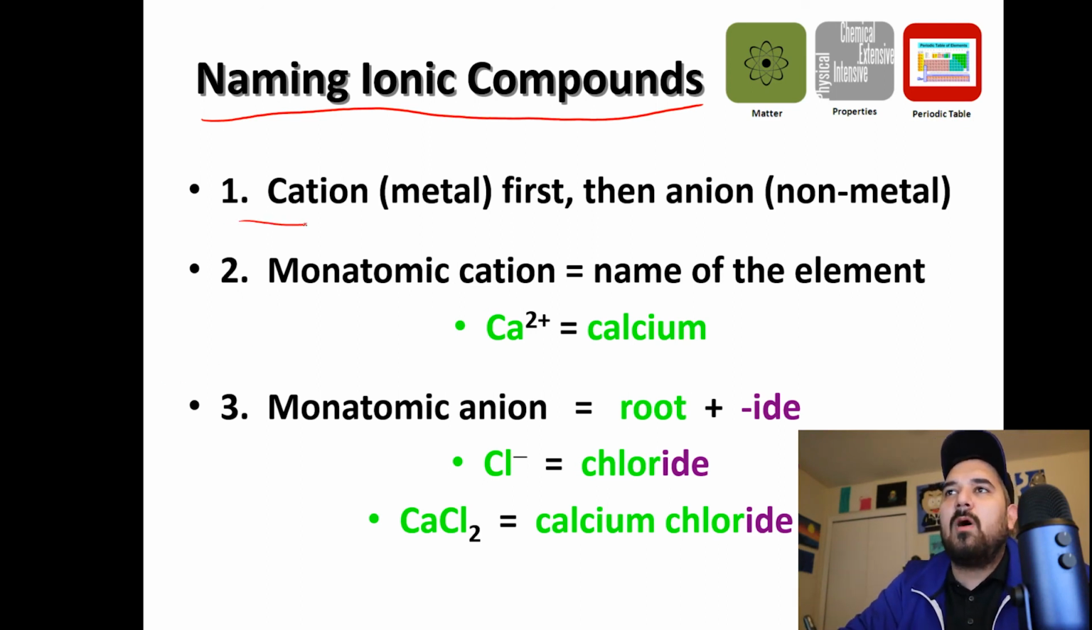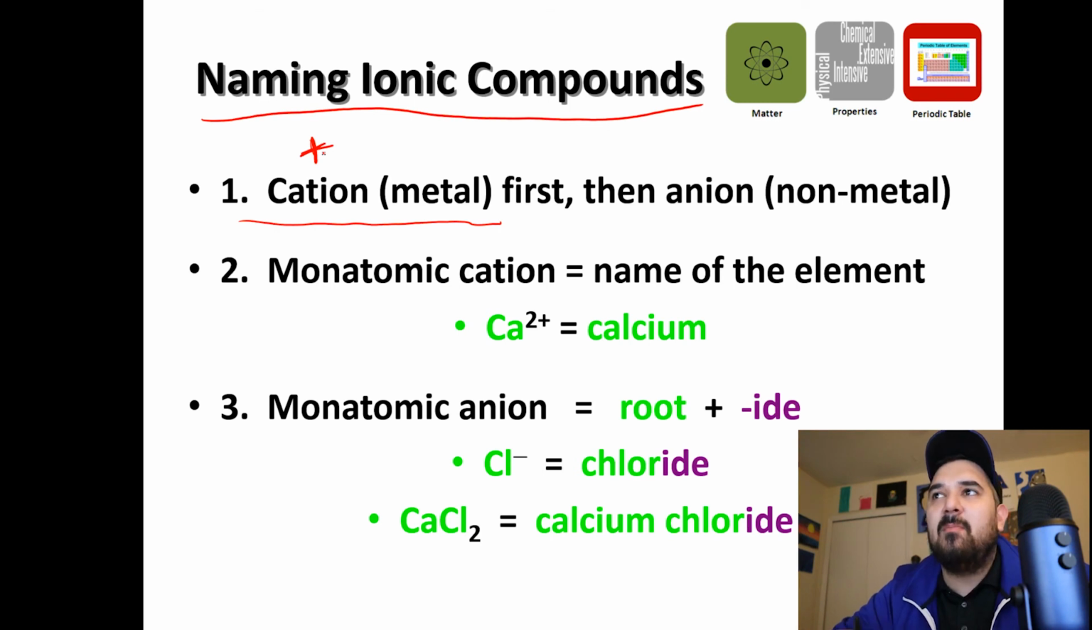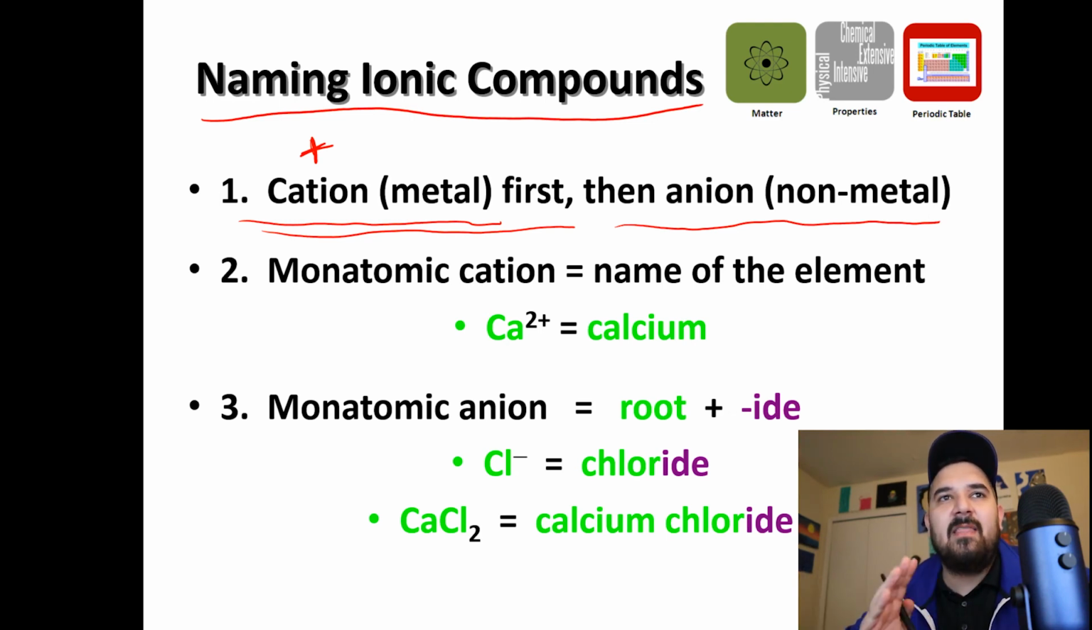So rule number 1, the cation, and we know cation means positive charge, and we remember that because the T looks like a plus. So cation is going to be your metal. Metals always have a positive charge. You always write the metal first. And then the anion, which is the non-metal, that's going to be second. So metals always come first, and then non-metals are second.